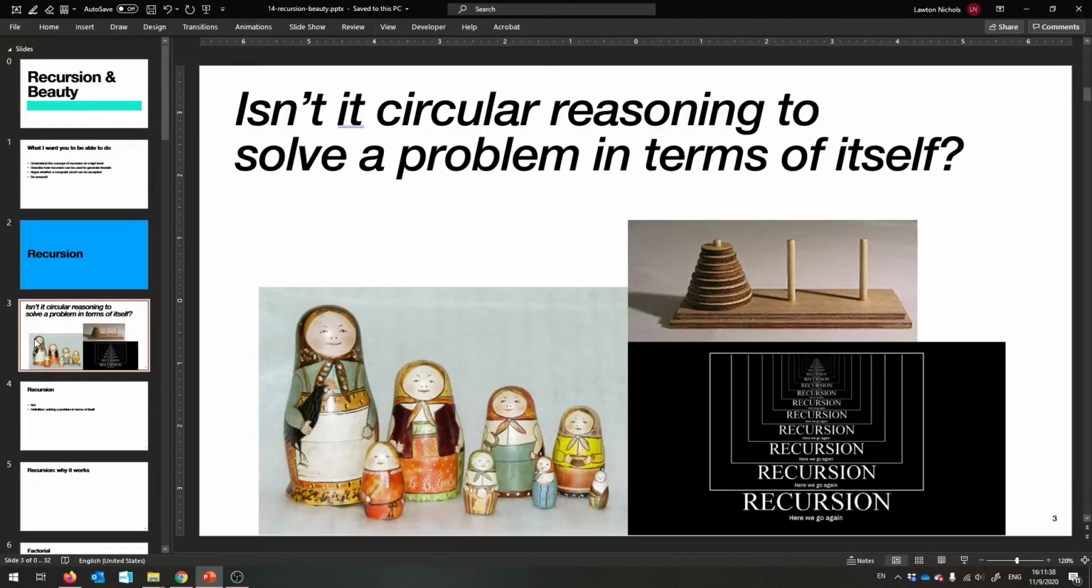So here are a bunch of examples of real-life recursion, I guess. So maybe you've used these Russian stacking dolls before. Inside of the largest one is the second largest one, and inside of that one is the third largest one, and so on and so forth forever. And maybe if we were able to make smaller and smaller dolls, we can keep this going forever, right? So that's a real-life example.